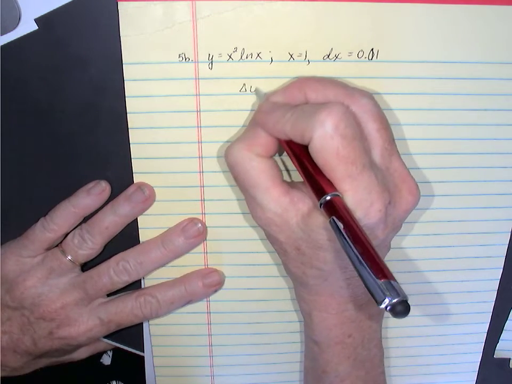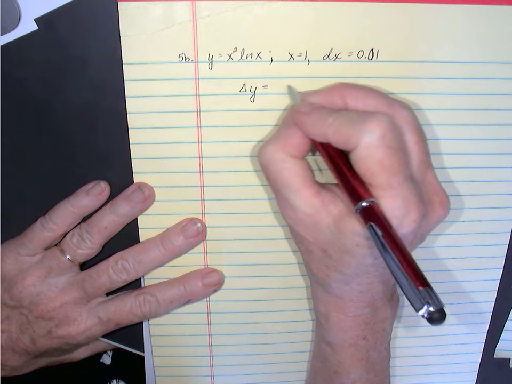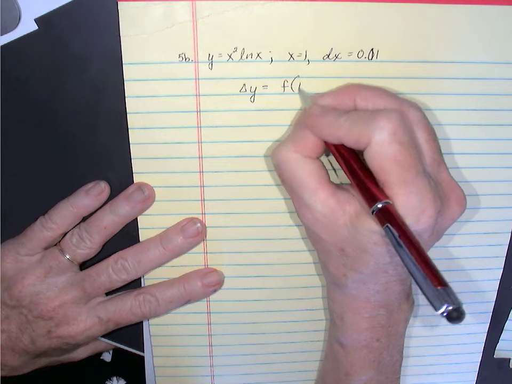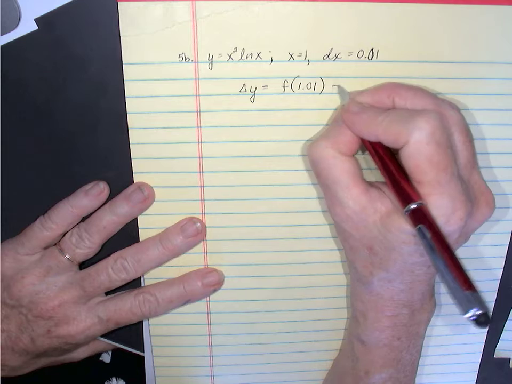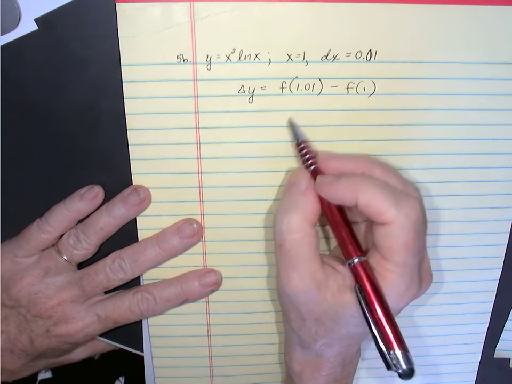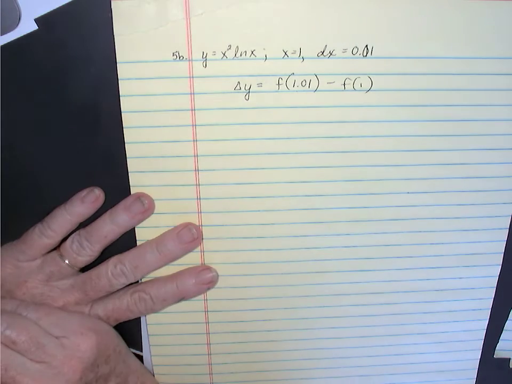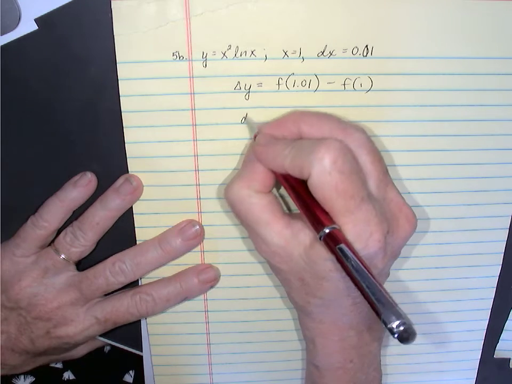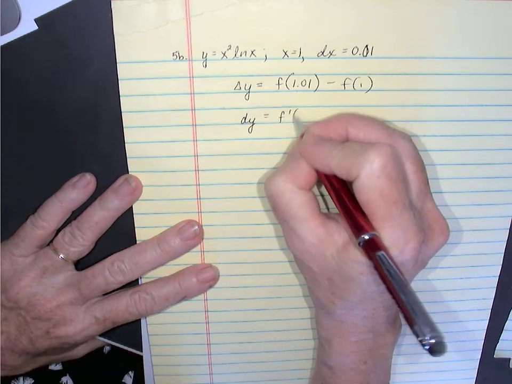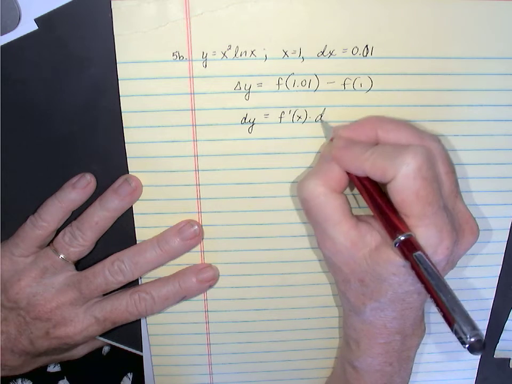So to find our true delta y, we'd really have to do f of 1.01 minus f of 1. And I don't feel like doing that. I don't feel like plugging 1.01 into this. So what I'm going to do is use differentials. dy is f prime of x times dx.